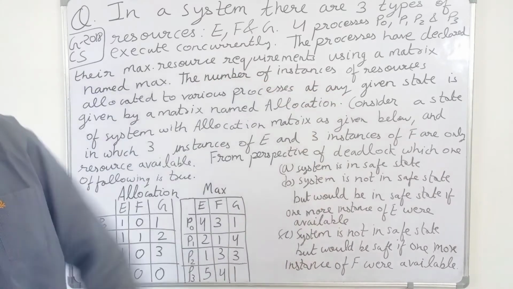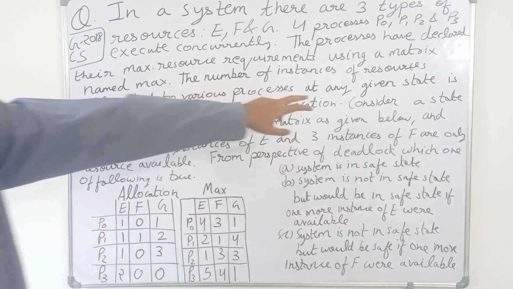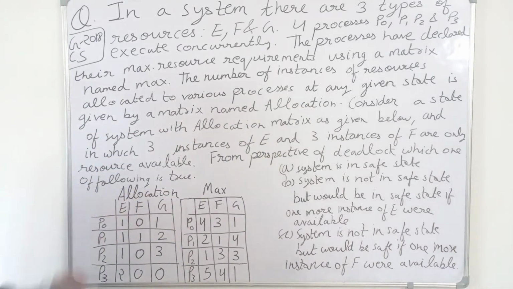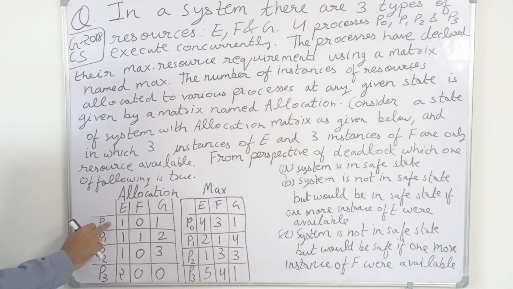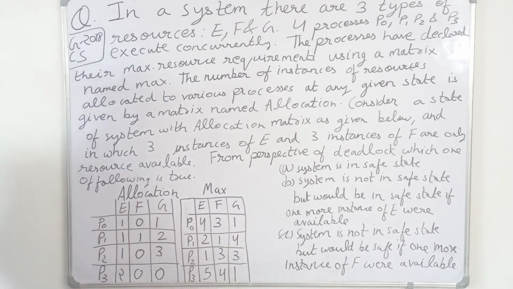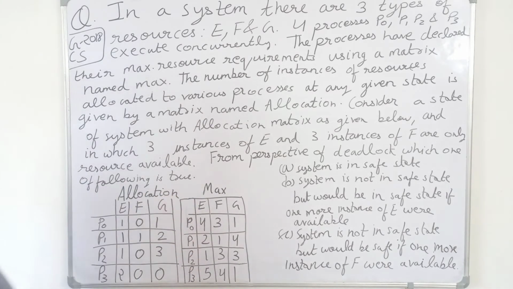The number of instances of resources allocated to various processes at any given state is given by a matrix named allocation. This matrix tells the number of instances of resources which are allocated to a process at any given state. At present P0 is given one instance of resource E, 0 instances of resource F and one instance of resource G. So this allocation is the current allocation and this maximum is the maximum requirement. Okay, so these are given.